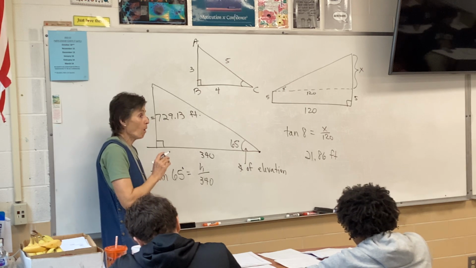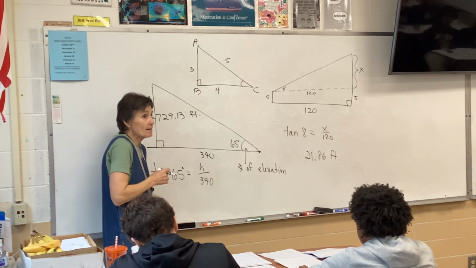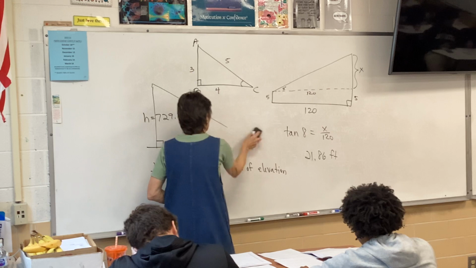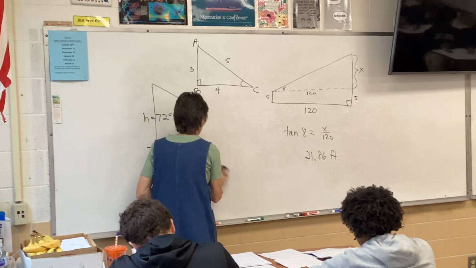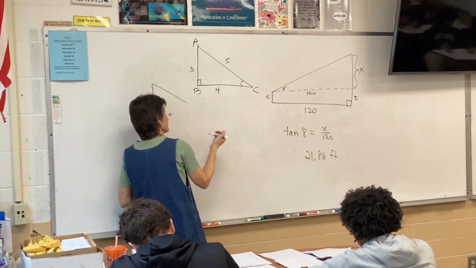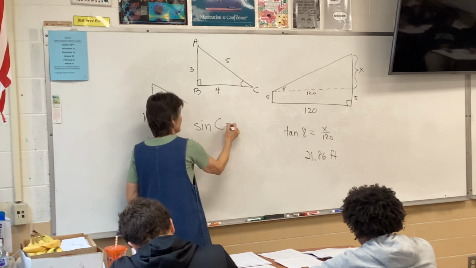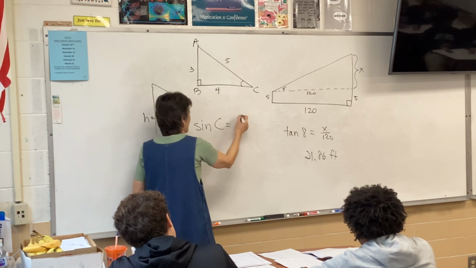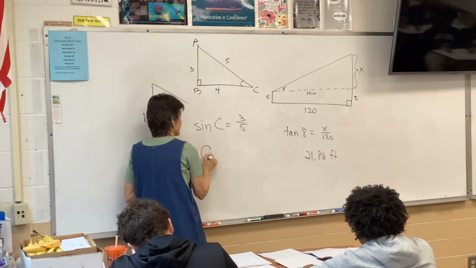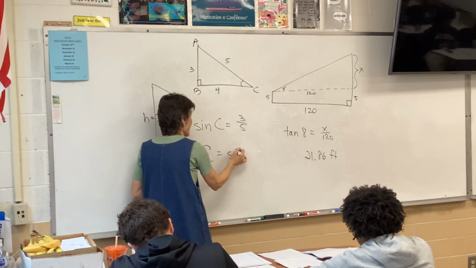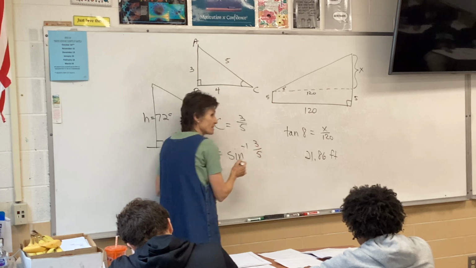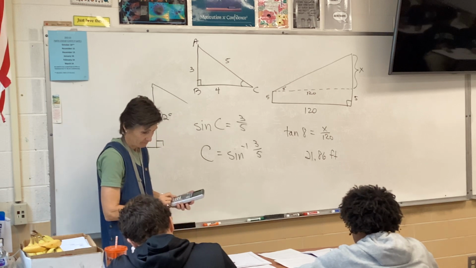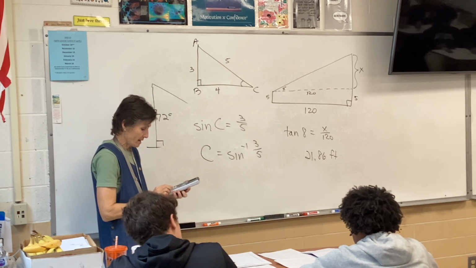Now, since you know all three sides, could you use any function? Okay, so which one do you want to use? Sine. Sine? I like sine too. I like tangent better, but sine's fine. So sine C will equal what? Here's your angle, 3 over 5. So C is the angle whose sine is 3/5. Second sine 3/5.